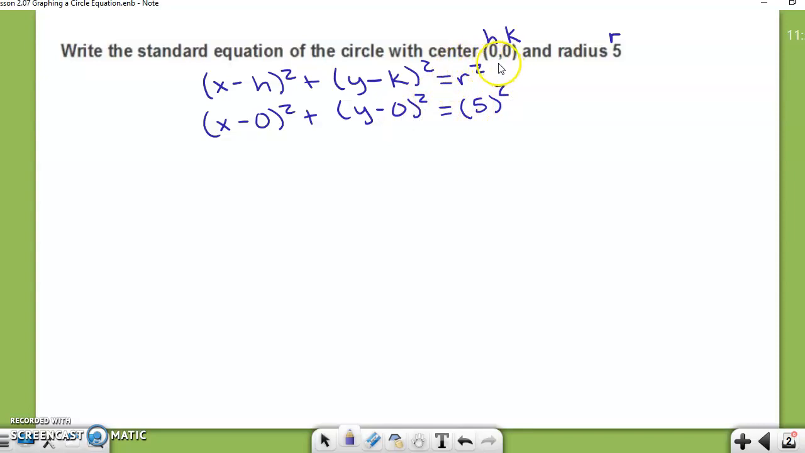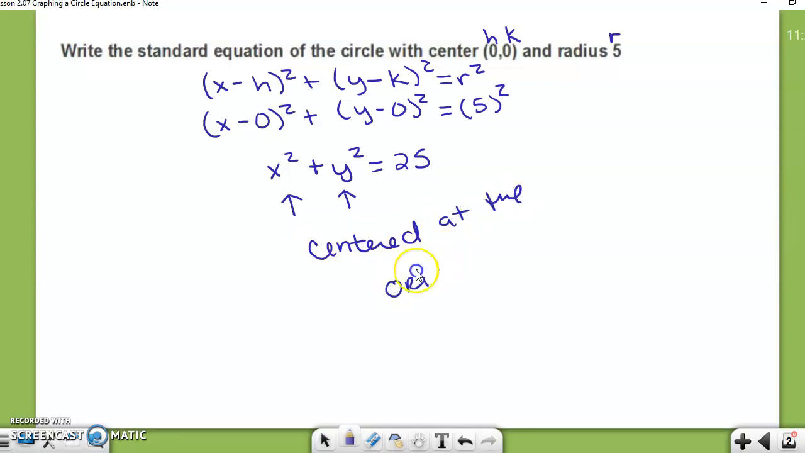Now notice the center is at the origin. So anything that's x minus 0 is just going to be x squared, plus y minus 0 would be y squared, equals 25. Anytime you see a circle equation where you just have an x squared and a y squared, nothing being added or subtracted within the parentheses, it is centered at the origin. So on the coordinate plane, it would be centered right there.